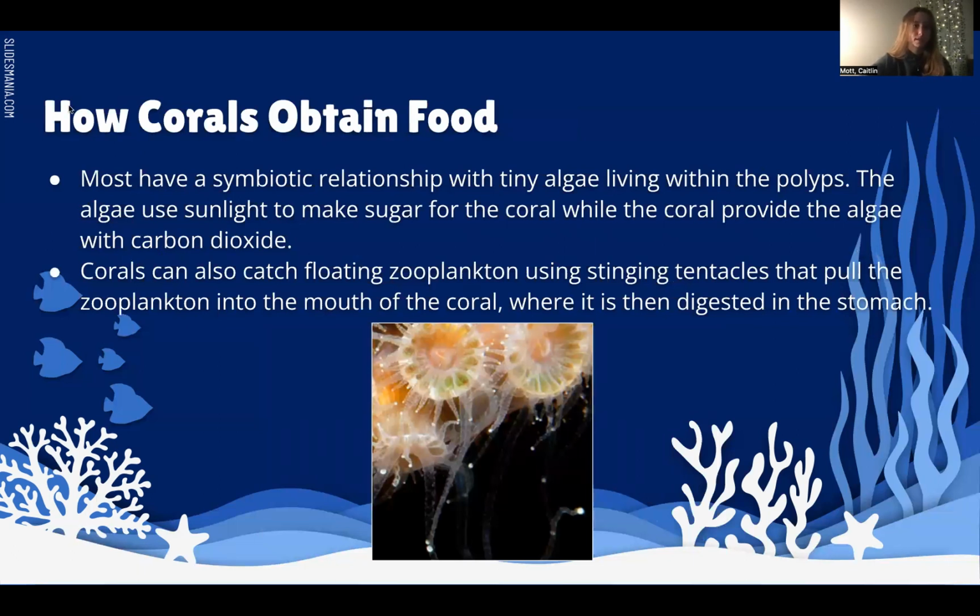But so, how corals obtain food, most have a symbiotic relationship with a tiny little algae that actually lives within their polyps. And so the algae uses sunlight to make sugar for the coral, and the coral provides the algae with carbon dioxide. So it's a win-win relationship. Corals also catch floating zooplankton using their little stinging tentacles, as shown in this picture right here. So what it'll do is it'll pull the zooplankton into its mouth, and then it can digest it from there.